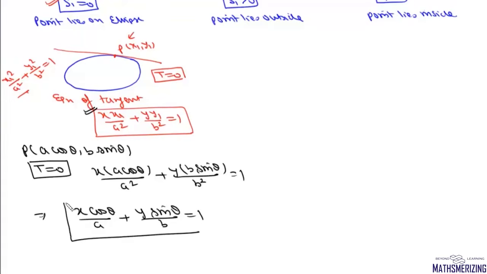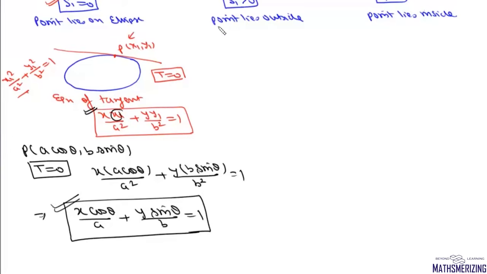And this again is very important equation for solving problems. So while solving problems, either we'll use y equals mx plus minus under root a square m square plus b square, or we'll use this, which is x cos theta upon a plus y sin theta upon b equals to 1. And in case we need to find this point of contact, then we'll use x x1 upon a square plus y y1 upon b square equals to 1.